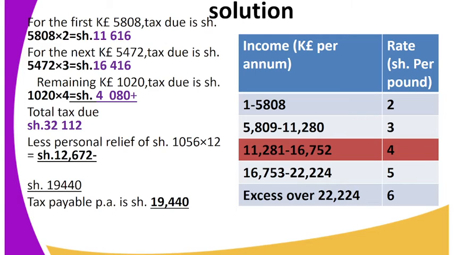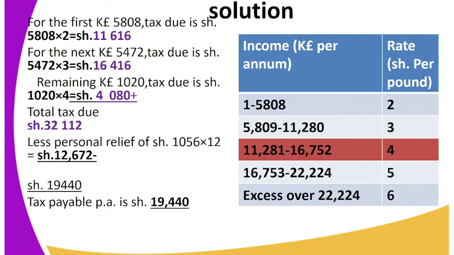Now the remaining amount of money. We said that Mr. Langat earns 12,300, isn't it? But for the first and the second band, the total is 11,280. So you take 12,300, that is Mr. Langat's salary, minus 11,280, you get 1,020. So for the remaining 1,020, because it's on the third band, you multiply by 4. What do we get? 4,080.